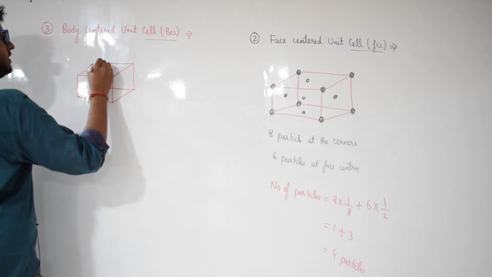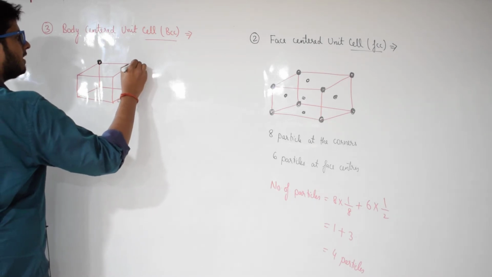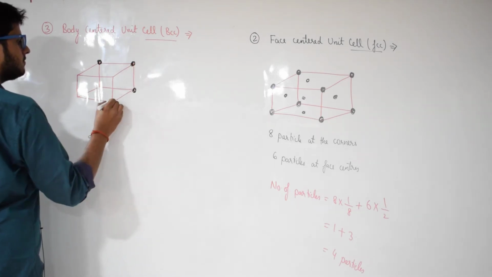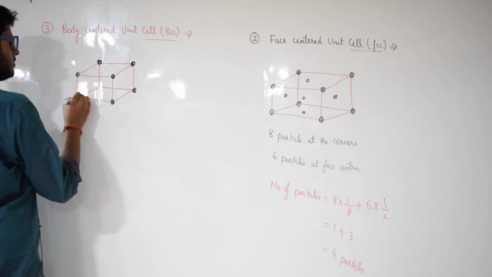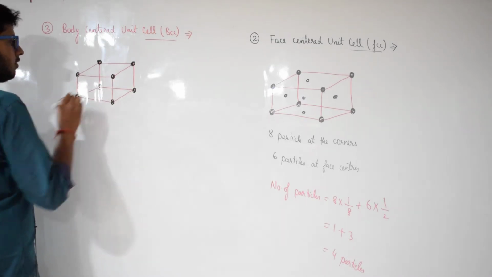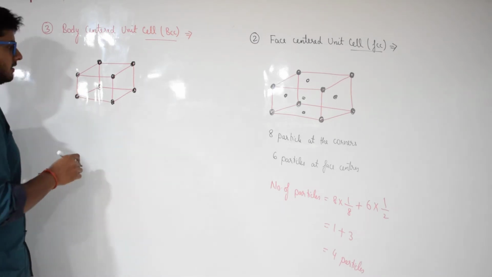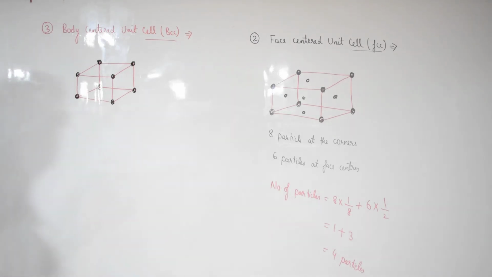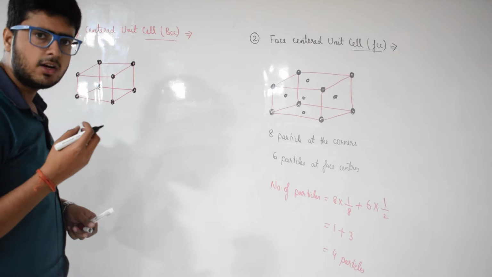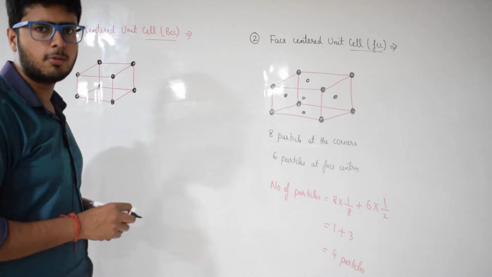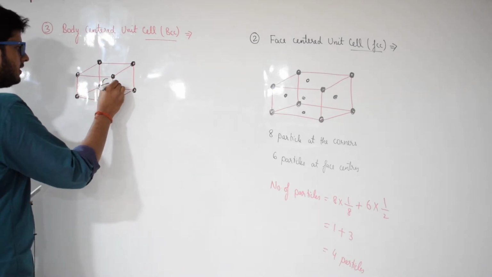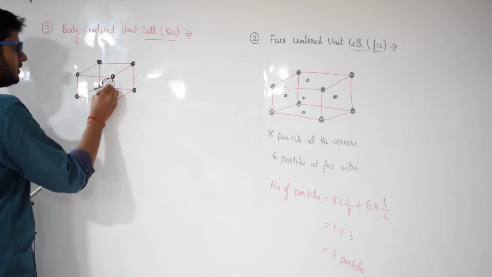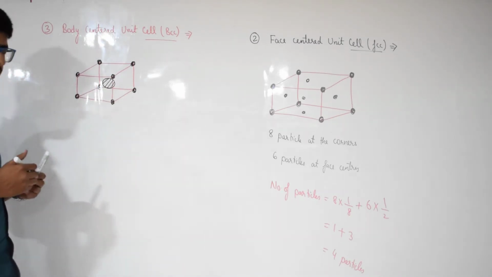So, in case of body centered cubic unit cell, we would be having 8 particles at the 8 corners. So, these are the particles at 8 corners, and also we have a particle at the body center. The body center means where the gravity of the body is acting, or where the center of mass of the entire body would be acting. So, let us say we have a particle which is present at body center. This is the body center.